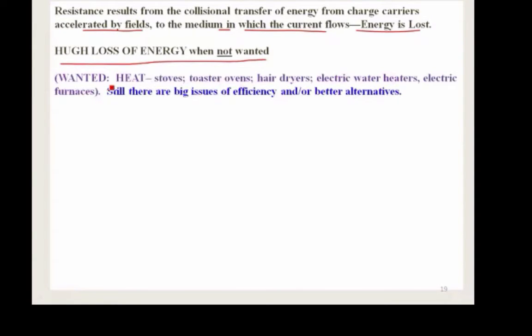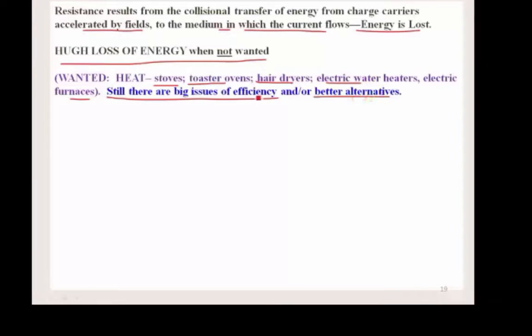Well, that's when you're trying to heat something with electricity. Basically everyday things: stoves, toasters, hair dryers, water heaters, furnaces that use electricity. These all take electricity and convert it into heat. Some people would claim that that's a waste of energy. But more importantly, there are big issues of efficiency in doing this, and are there better alternatives?